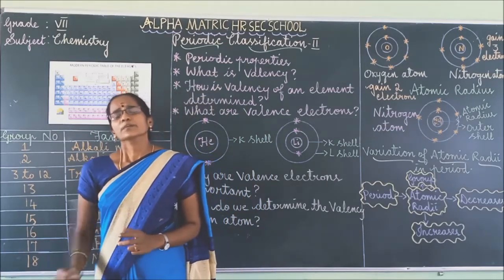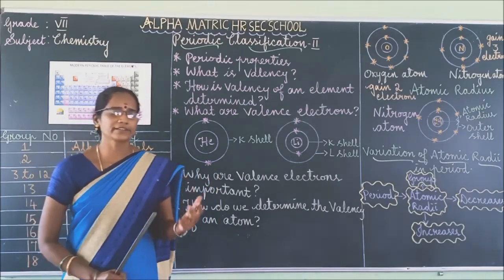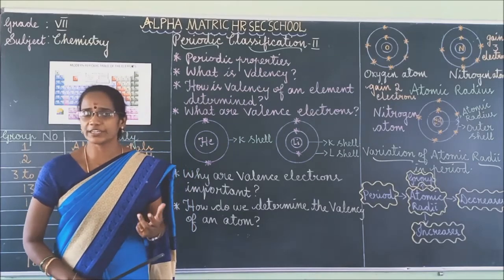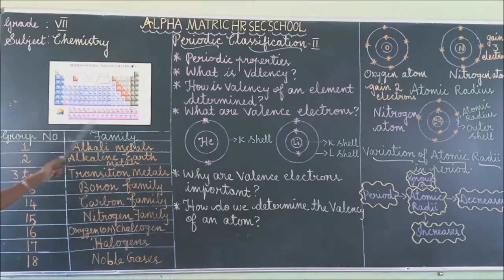Next thing, based on the common characteristics the elements can be arranged into various groups. Look at this tabular column. Group number as well as its family is given. If you take the first group, the elements are called alkali metal family. So this is the first group, and these elements are called alkali metal family.